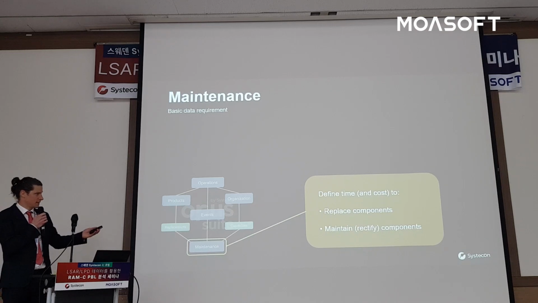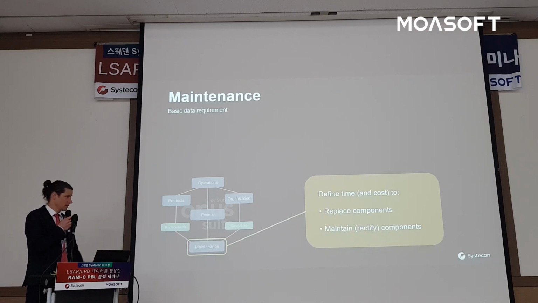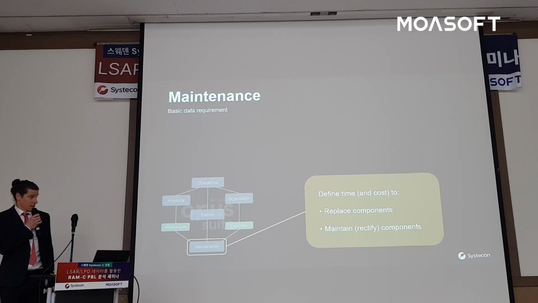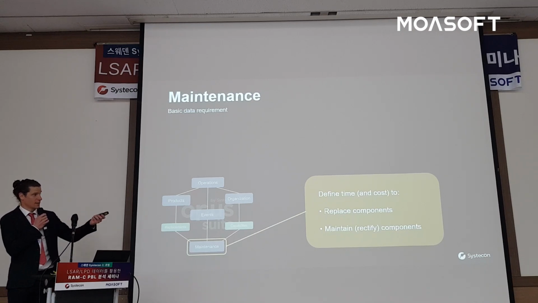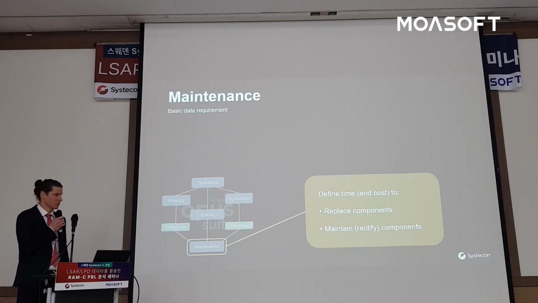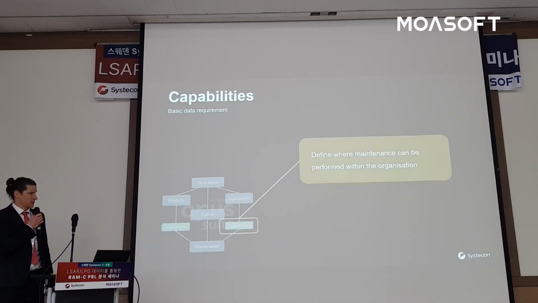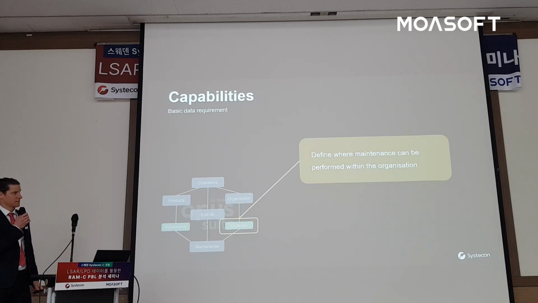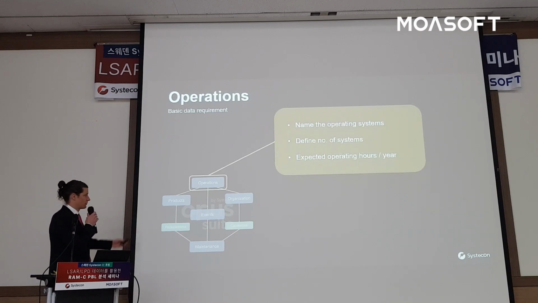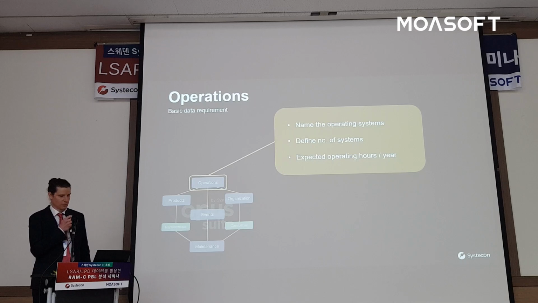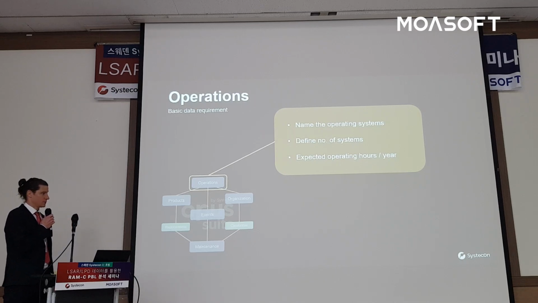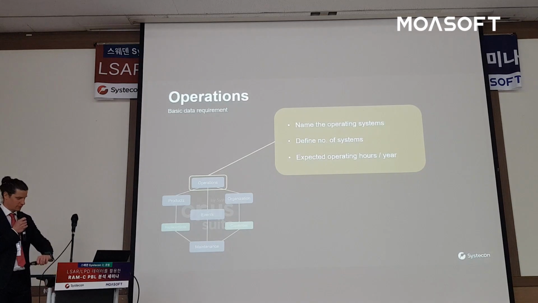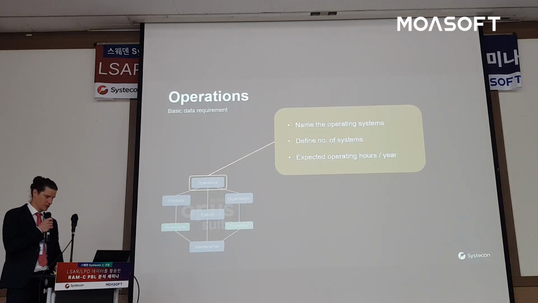And once we perform the maintenance, we need to replace components. So what parts do we need to remove from the system and maintain? And then we also need to define how we rectify or repair the components. And for the capabilities, simply defining where this maintenance can be performed. And lastly, of course, we name the products as operating systems, and we define how many we have. We have 5 helicopters or 10 aircrafts, or what it is, and the expected operating hours per year. So that's the basics of what we need for building the first Opus Suite model.